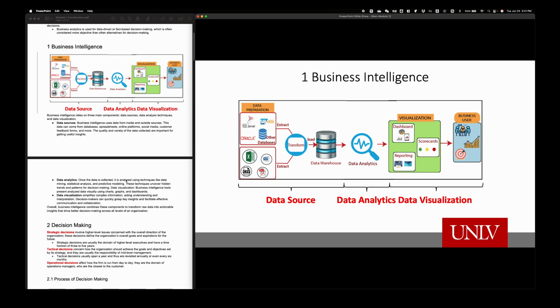Overall, business intelligence combines these components to transform raw data into actionable insights that drive better decision making across all levels of an organization.